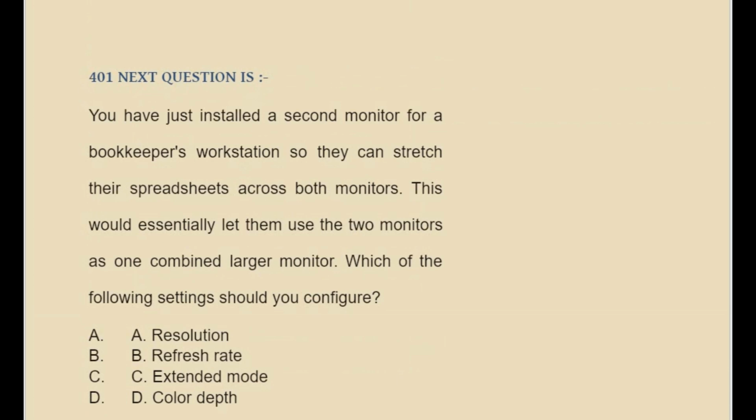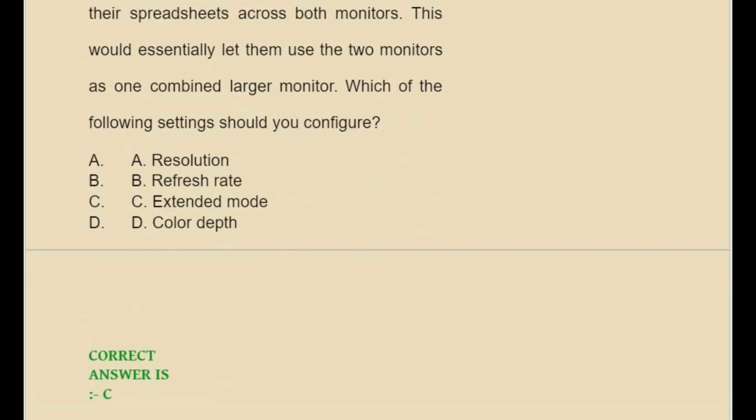Question is, you have just installed a second monitor for a bookkeeper's workstation so they can stretch their spreadsheets across both monitors. This would essentially let them use the two monitors as one combined larger monitor. Which of the following settings should you configure? Option A, resolution. Option B, refresh rate. Option C, extended mode. Option D, color depth. Correct answer is option C.